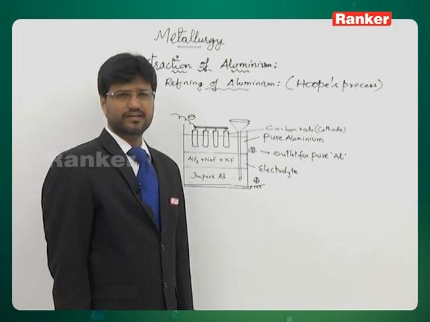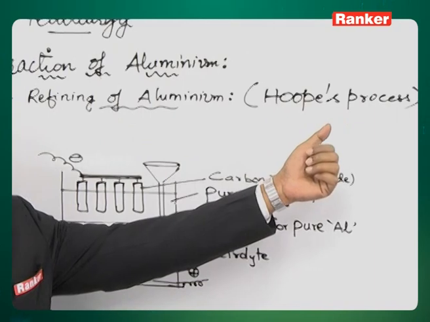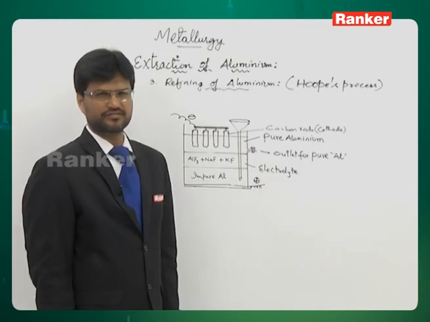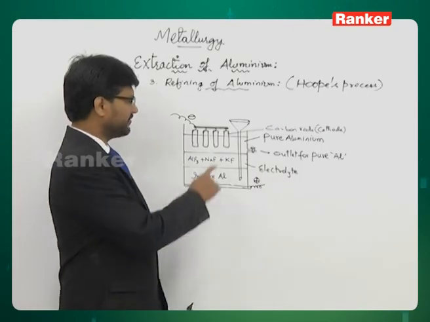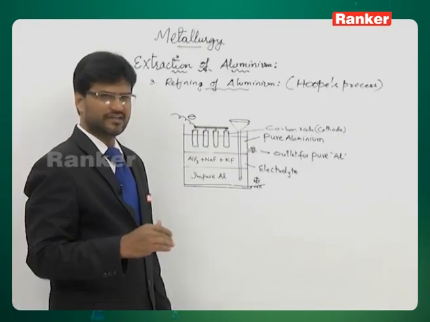Last stage in the extraction of aluminium is purification of aluminium. The method we are going to discuss is called Hoope's process. This is also an electrolytic process. Here we have 3 layers of fused masses. They differ in their specific gravities, that's why they are in 3 layers.